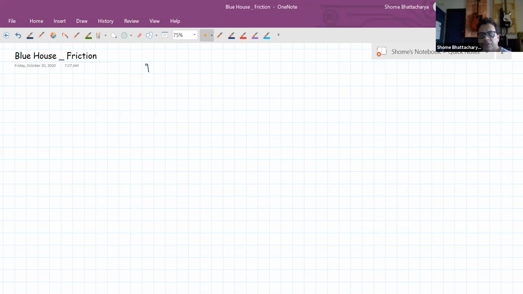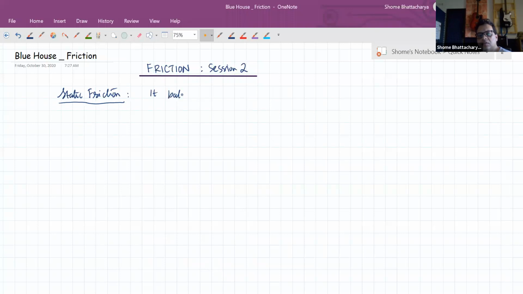So this is the second session for us in friction. In the previous class we have understood about the two types of friction, static and kinetic. And we have understood about the fact that static friction acts in such a way that it balances the tangential external force to prevent the tendency to slip.